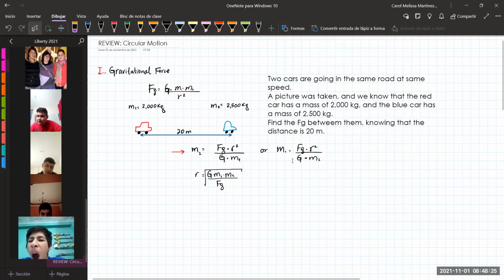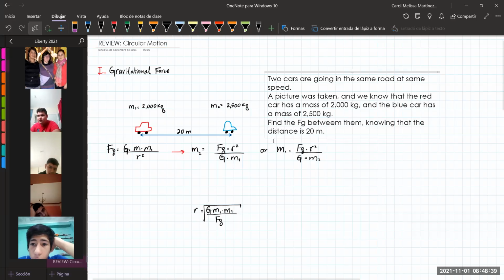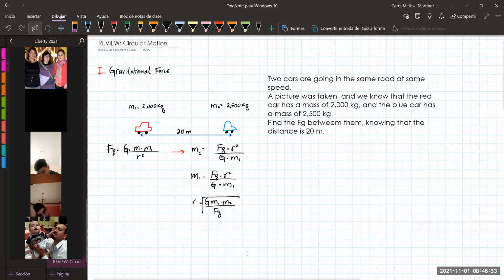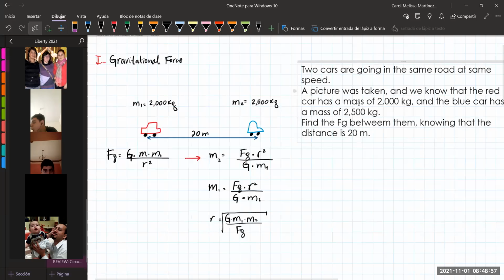Now, the main equation for gravitational force is this one. From this equation, we can get isolations for the masses. Because we have two objects, you can find the mass of object 1 or the mass of object 2. But you can also find the distance between objects. So these are the possible isolations for this formula, okay? I'm going to zoom in a little bit more.